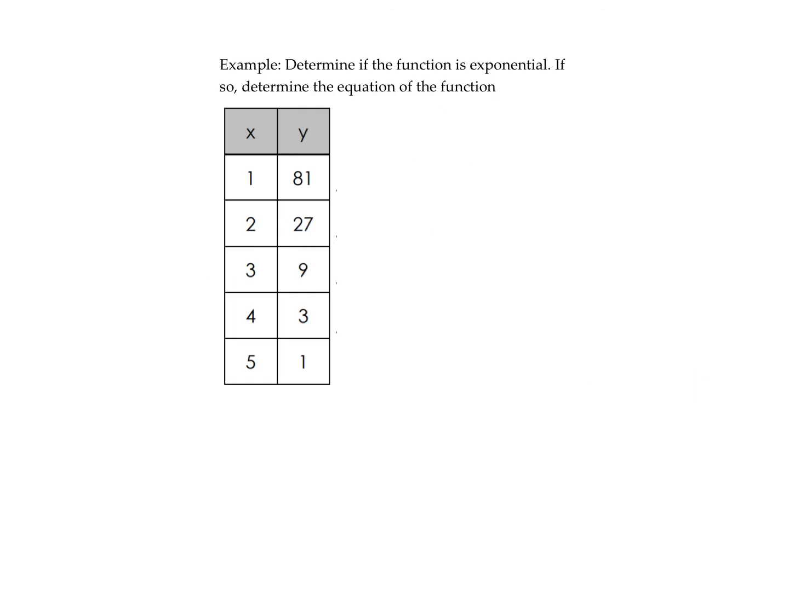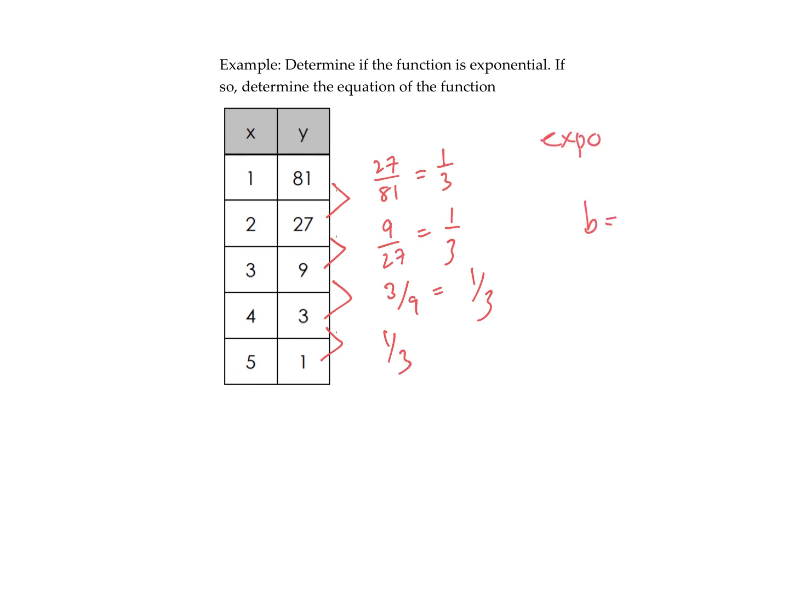Okay, let's look at this one. So we're going to do 27 divided by the term before it. That reduces to 1/3. 9 divided by the term before it reduces to 1/3. 3 divided by the term before it reduces to 1/3, and then 1/3. So we do have a common ratio. It is exponential because we have the same common ratio, the common ratio being 1/3. Starting amount is here at 81. So the equation is starting at 81, common ratio of 1/3 to the power x.